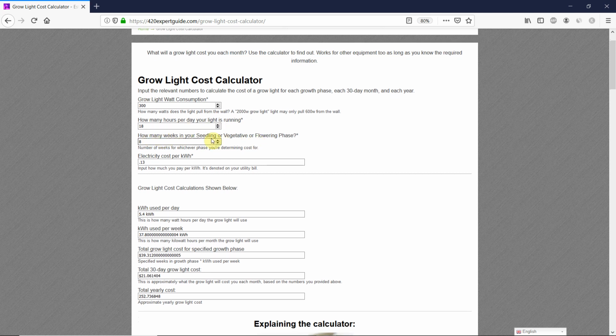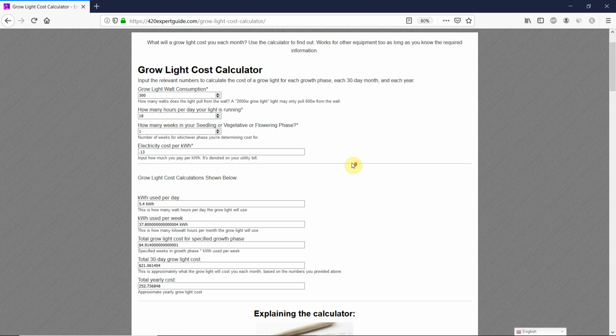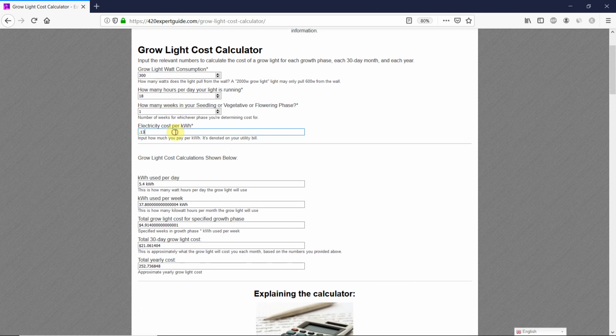Next, how many weeks are in your seedling or vegetative or flowering phase? I'm going to first go through the seedling. So seedling is typically 1 week, but you can do 2 weeks too if you leave your seeds for 2 weeks. And then lastly is going to be your electricity cost per kilowatt hour. If you're in the United States, I think the average cost per kilowatt hour is around 13 cents. But that can vary widely, even state to state. So go to your electricity bill and it should be laid out for you what you're paying per kilowatt hour. Type it in here.